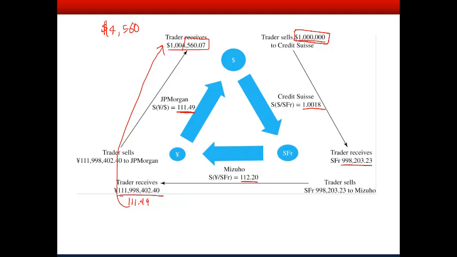Now there might be some transaction costs based on the difference in the bid-ask spread, so you might not be able to make $4,560, but if you do the math and realize that even after incorporating the bid-ask spread, there's still potentially some profit on the table. So what's going to happen?